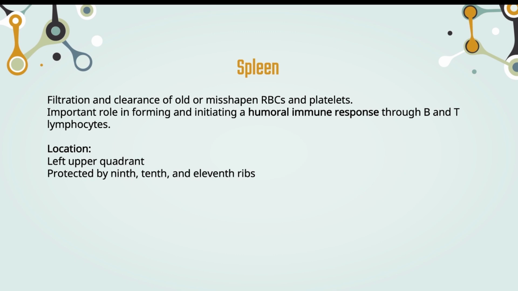Now, similar to lymph node, it is really important in initiating the humoral immune response via B cells and T cells. Another really high yield point from exam point of view is the location of the spleen. The spleen is located in the left upper quadrant. If there is a question about trauma, and the impact is on the left side of the body, we have to be suspicious about splenic rupture. And if there is particular mention of fracture of 9th, 10th, and 11th ribs, then you have to be more careful about the risk of splenic rupture.